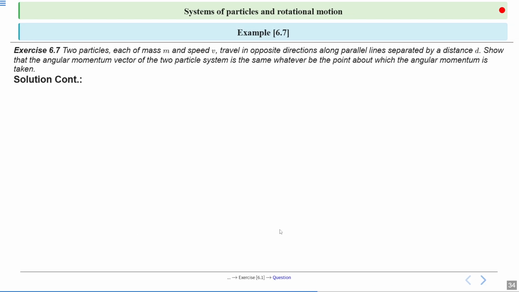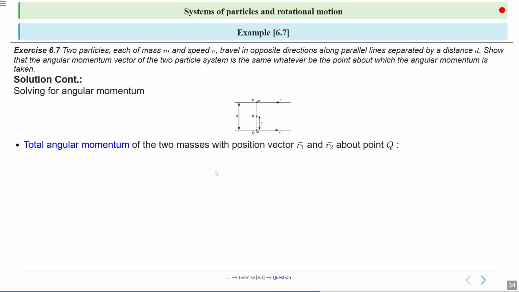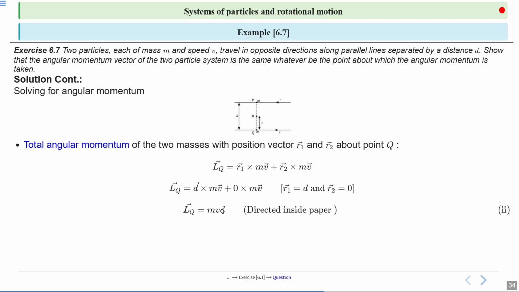Now solving for the total angular momentum of the two masses about point Q. LQ is equal to r1 cross mv for the first particle plus r2 cross mv for the second particle. So LQ equals d into mv plus 0 into mv, because r1 is equal to d and r2 equals 0. So LQ becomes m v d, and the direction is inside the paper.